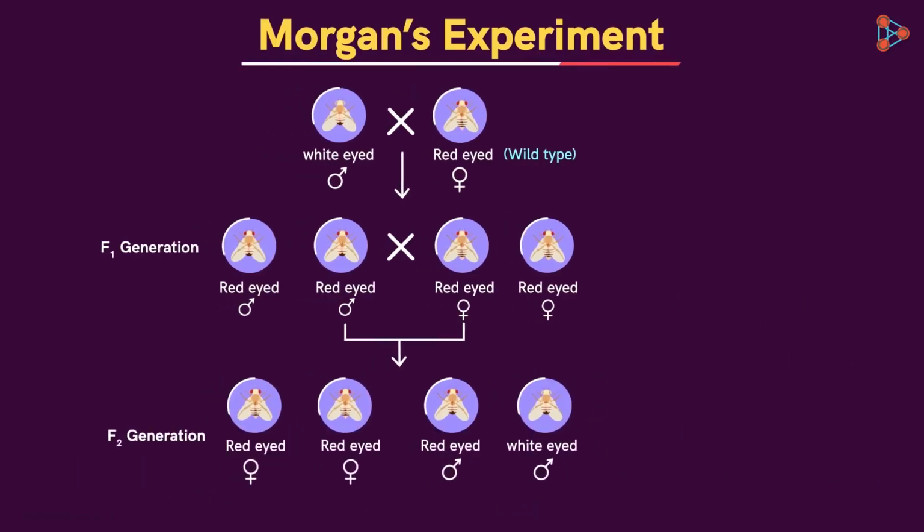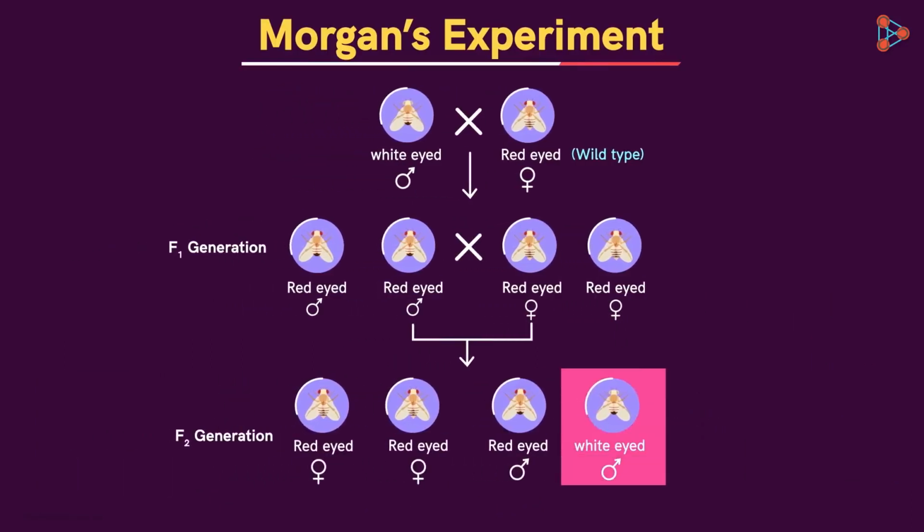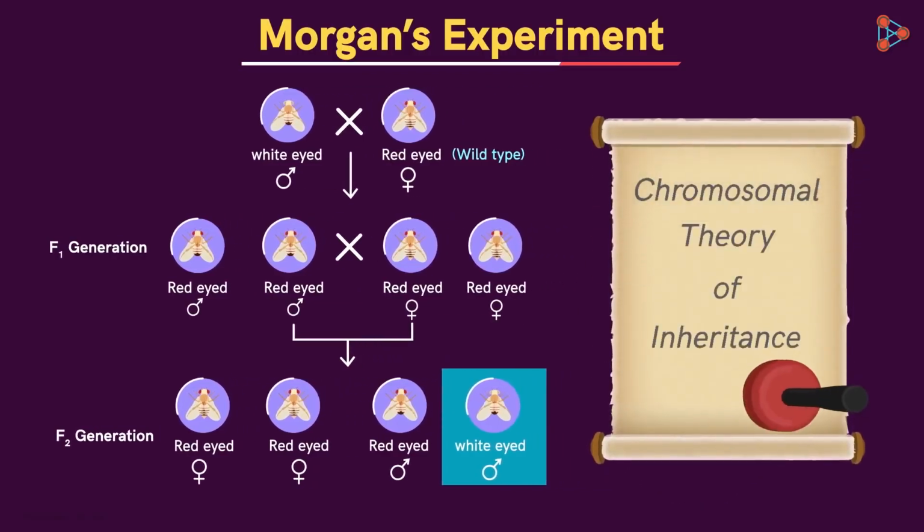Morgan obtained only one white-eyed fly in the F2 generation. But note that this fly is a male. This unfolds a lot of hidden ambiguities. Why didn't he obtain a white-eyed female? Did this hint at something? That's a right guess. The results not only gave a proof of the chromosomal theory of inheritance, but also helped in shining light on newer concepts.